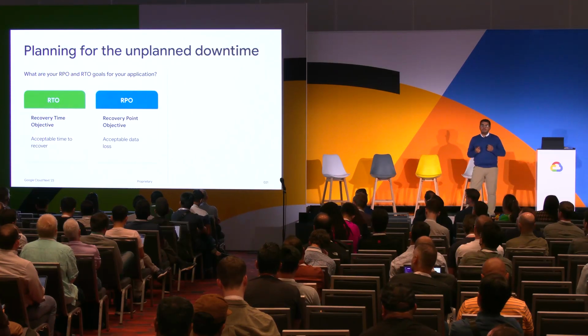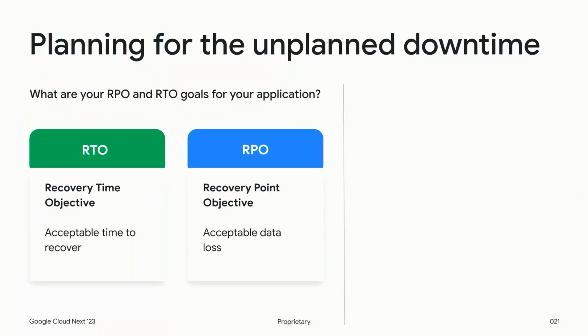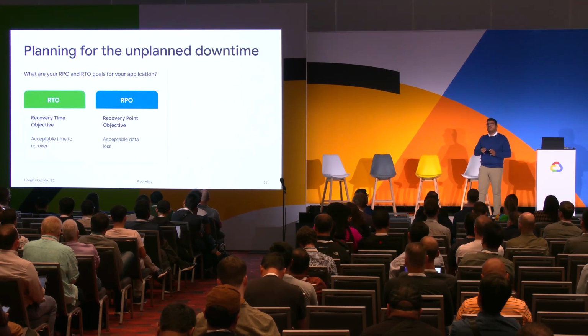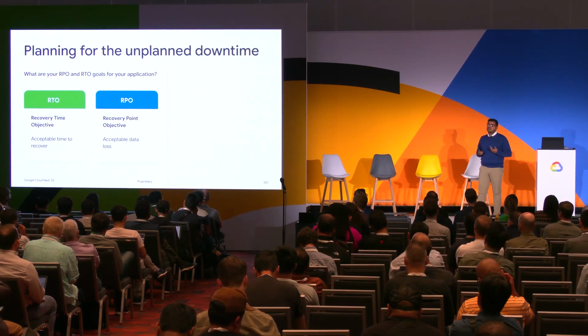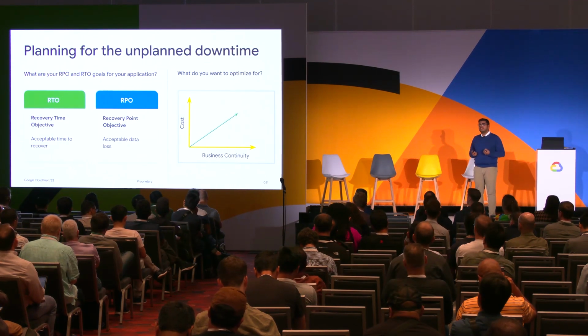So when you're thinking about planning for the unplanned downtime, you want to first start by defining your RTO and RPO goals. Just as a refresher, RTO is your recovery time objective, which basically tells you the amount of downtime your application can accept. RPO, on the other hand, is the maximum amount of data loss, which is also measured in time, that your application can accept. Once you define your business continuity needs based on the RTO and RPO, then it becomes a question of optimizing that business continuity and how much price you're willing to pay for it.